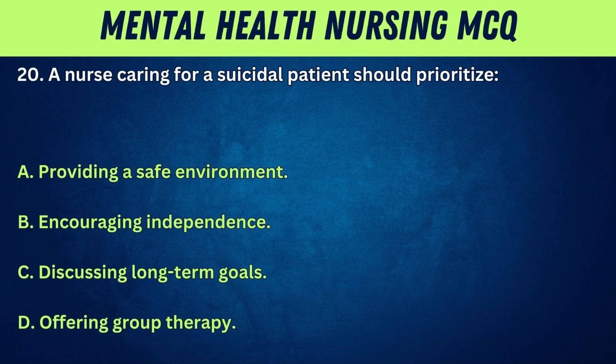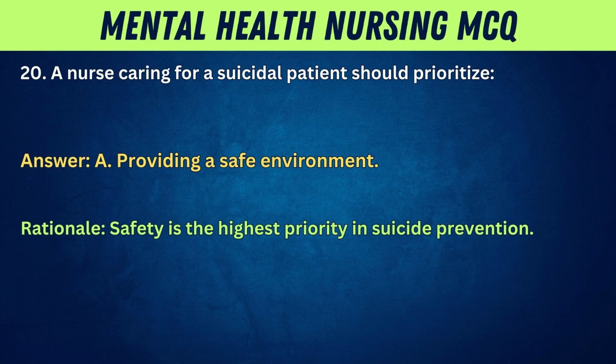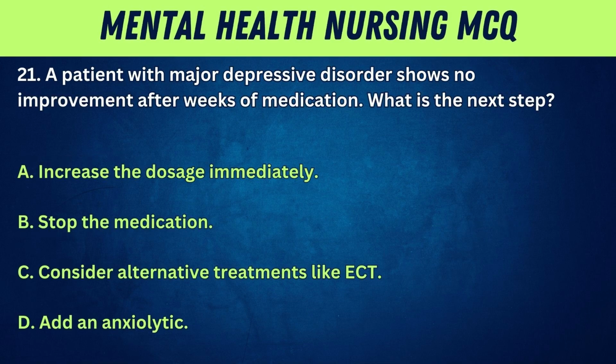20. A nurse caring for a suicidal patient should prioritize: A. Providing a safe environment. B. Encouraging independence. C. Discussing long-term goals. D. Offering group therapy. Answer: A. Providing a safe environment. Rationale: safety is the highest priority in suicide prevention.